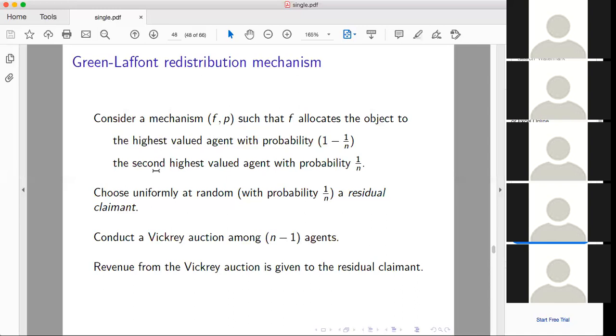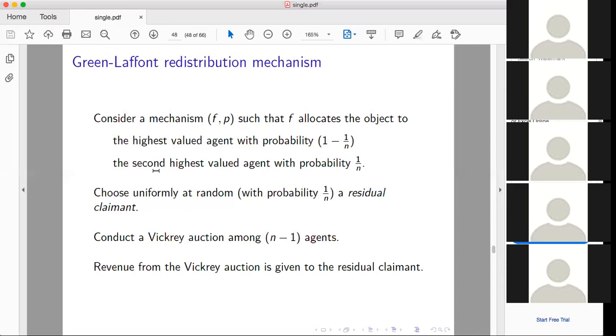Because the residual claimant's type does not matter. So whatever utility he receives only depends on the revenue collected from the n minus 1 agent mechanism. So he has no incentive to lie because his type doesn't matter. Amongst the n minus 1 agents, we are conducting a Vickrey auction anyway, so that is dominant strategy incentive compatible. So the overall mechanism is incentive compatible.